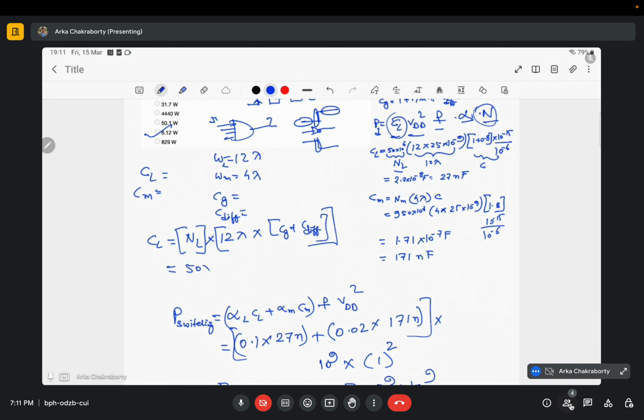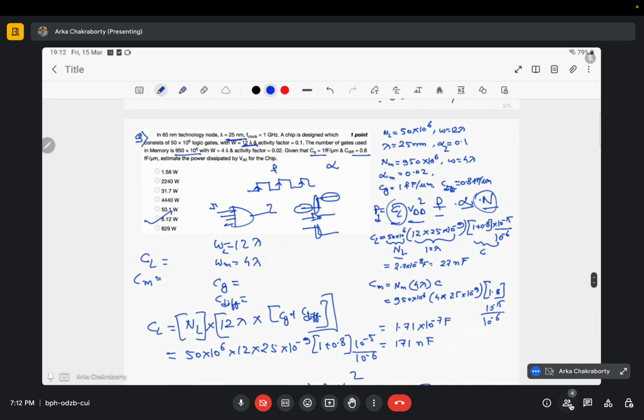15 into 10 to the power 6 into 12 into lambda, which is 25 nanometer, correct. CG is coming as 1 and C diffusion is coming as 0.8 femto, so 10 to the power minus 5 per micrometer. Yes, they have given the lambda value. Lambda is given as 25 nanometer.